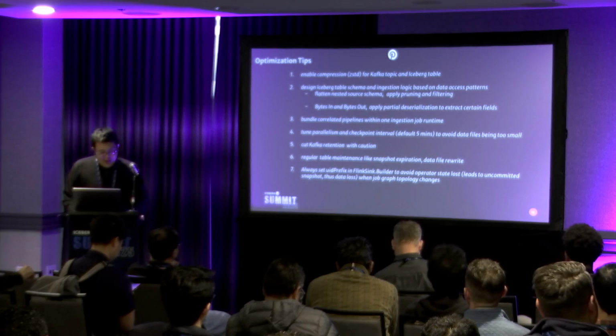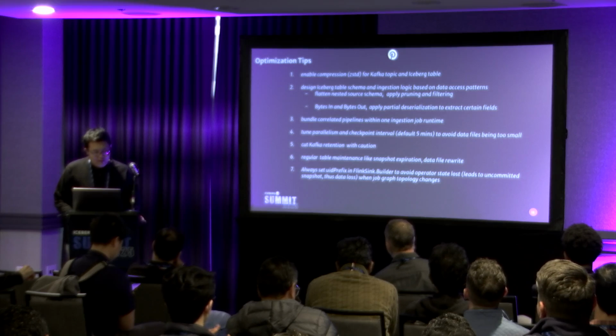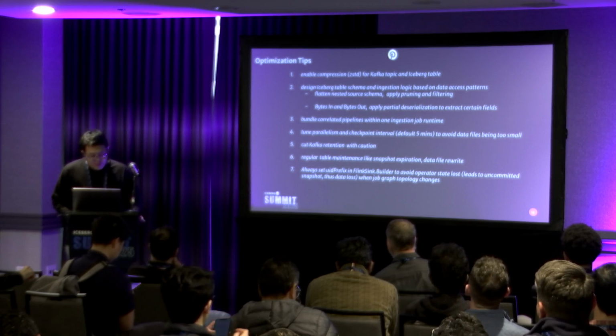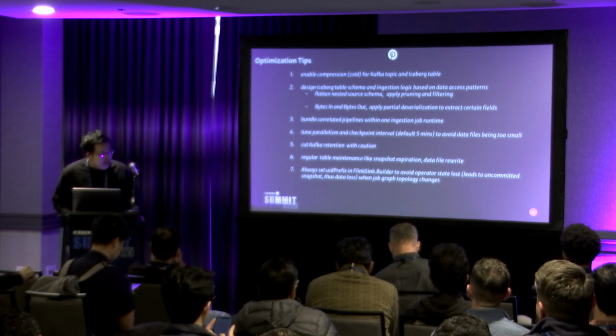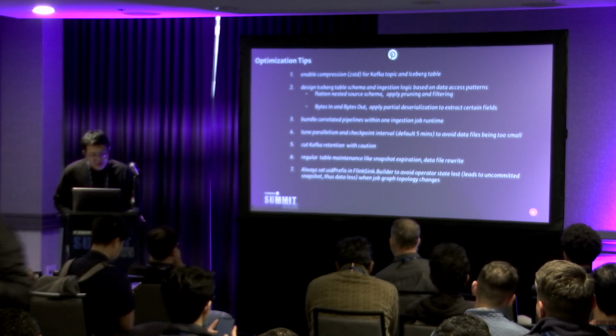Number 7, this is the data loss incident we had earlier this year. We found that we have to always set the UID prefix in the Flink sink builder to avoid operator state loss when the job graph topology changes. If you haven't done this, make sure you upgrade the Iceberg version, and also set the UID prefix.